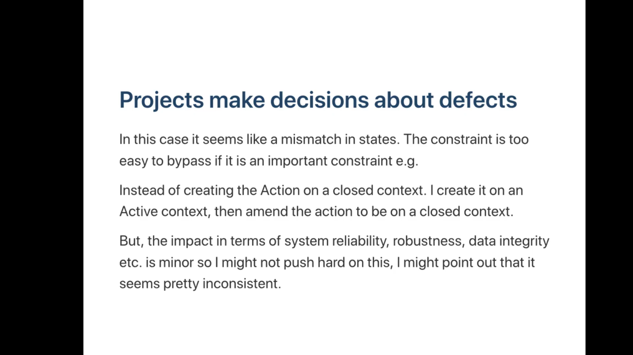The project would have to decide whether this is a problem. For me, in terms of the impact on the system reliability, the robustness, the data integrity, none of that matters. The system was not built with this constraint in mind, so this has been added later. So we might not push hard on this if the user decides, look, I just want to stop moving a context to closed when it has open actions. Right? That's because I keep doing that and it's wrong and it annoys me, so I just want a constraint there. Fine, I just don't want to be able to accidentally add an action to a closed context. So we put that in. That's fine, right? Projects make decisions about what is a defect and what is not.